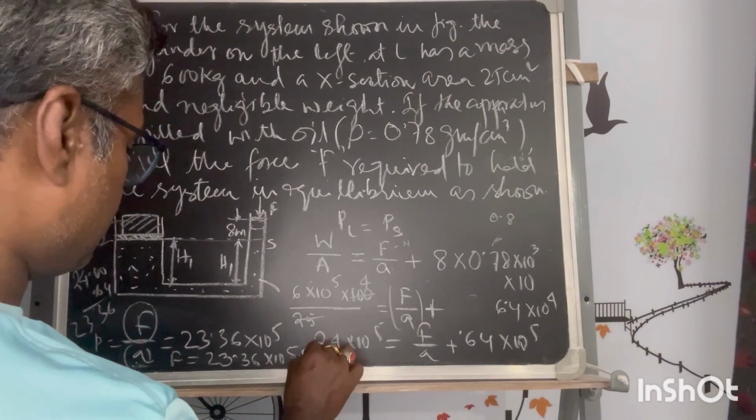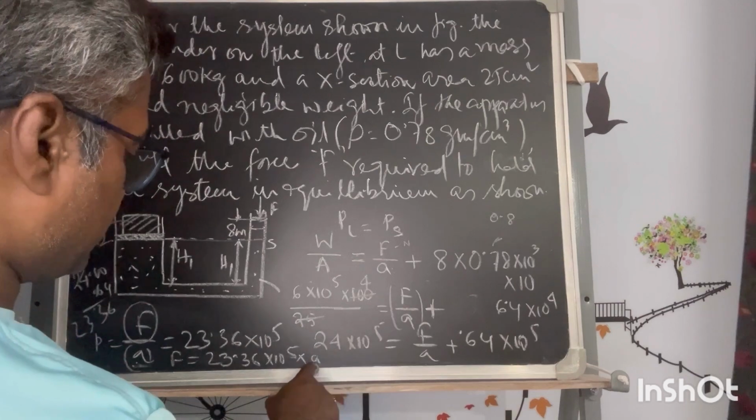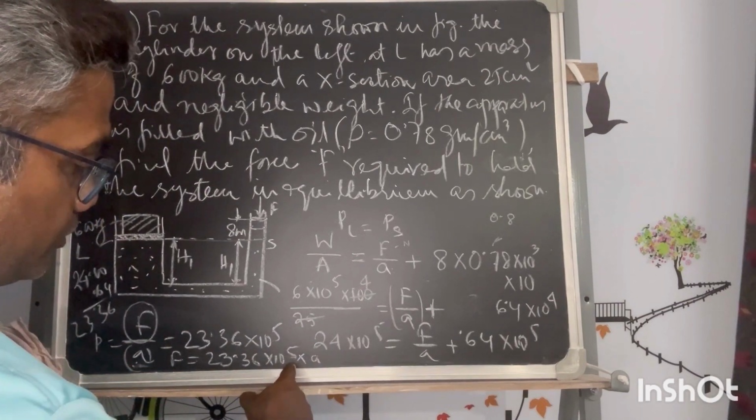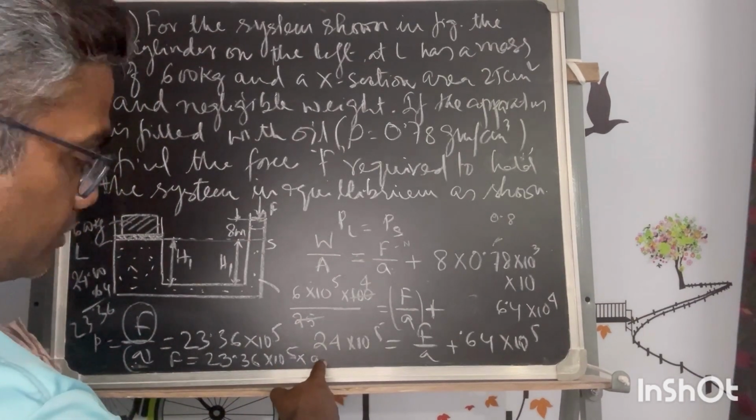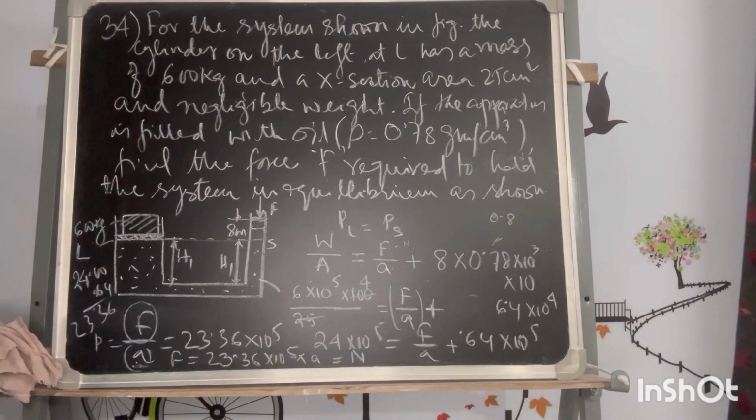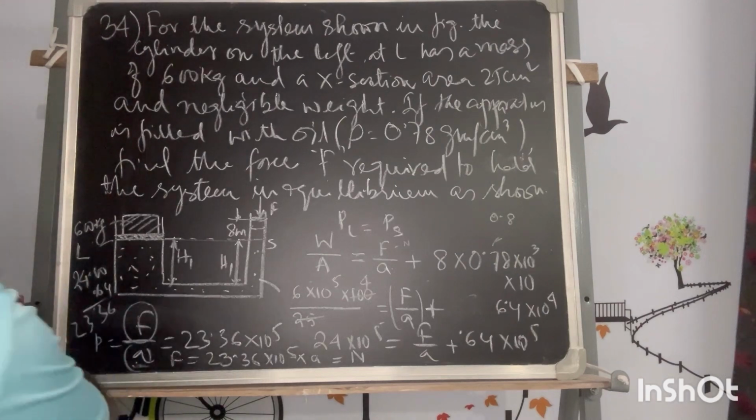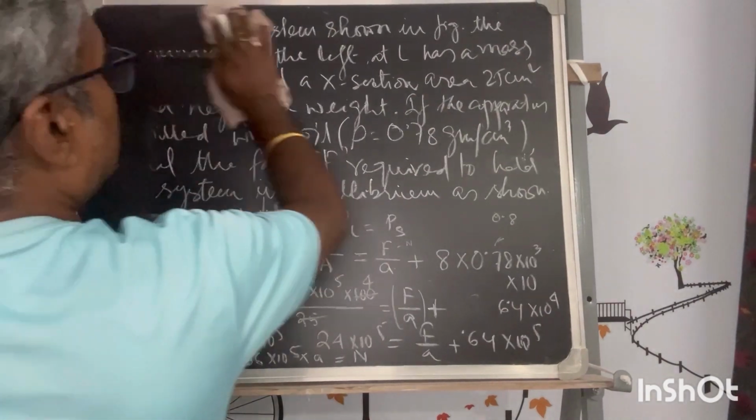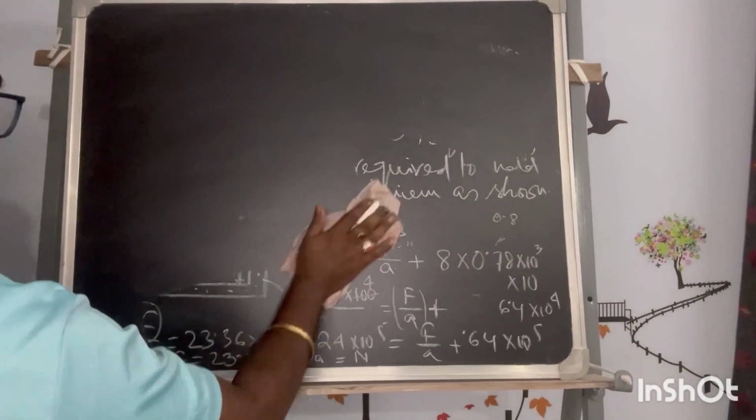Okay, force, if you multiply with cross section, the Pascal is Newton per meter square and it will be in meter square again, so you will get it in Newton. So this much force is needed to keep it in equilibrium. Okay, so I'll move to the next problem.